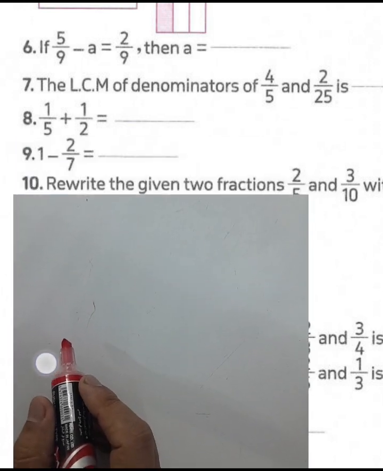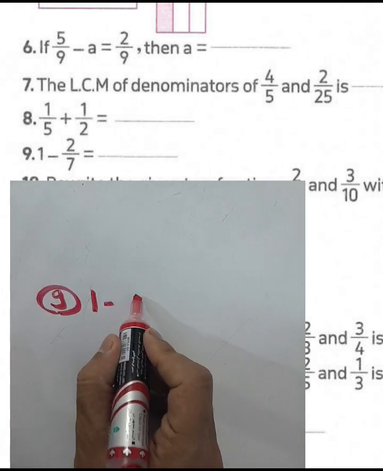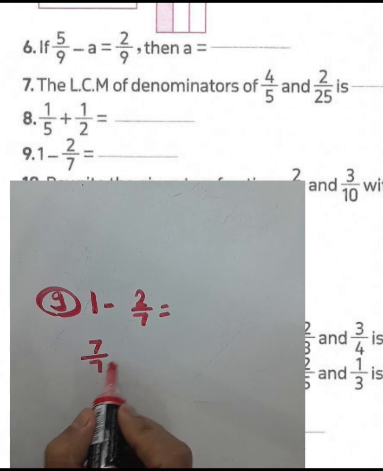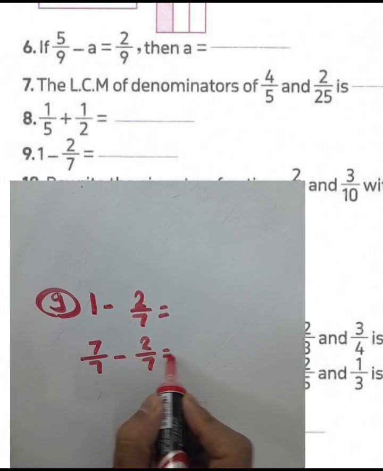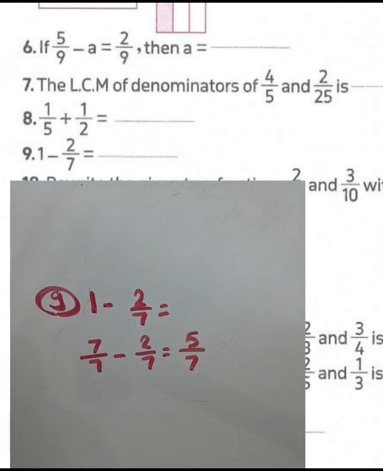Question number 9. 1 subtract by 2 over 7. Convert 1 here, 7 over 7, subtract by 2 over 7. Write 7 in the denominator, and 7 minus 2 it will be 5. The result will be 5 over 7.